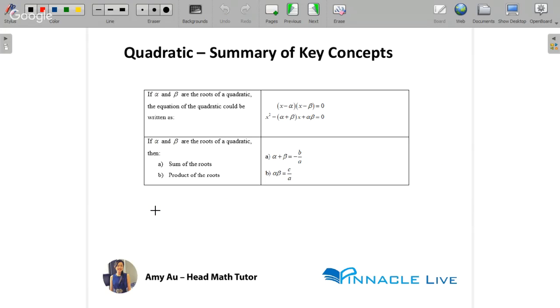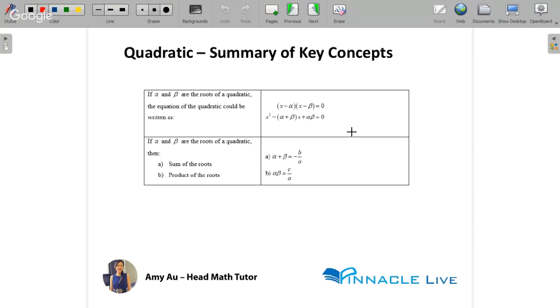And then finally, just tying the roots to coefficients. So if you have roots alpha and beta of a quadratic, it can be written as two factors, x minus alpha, x minus beta. If you expand it, it will look something like that. And that pretty much gives you the result, how roots are linked to the coefficients.